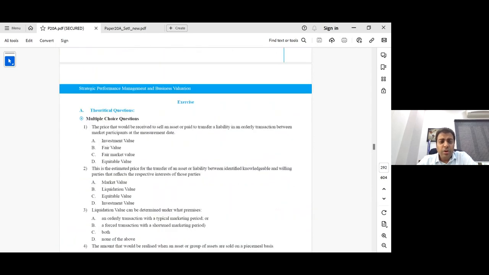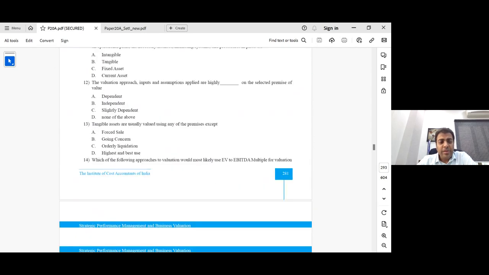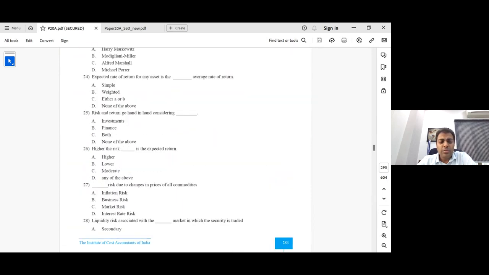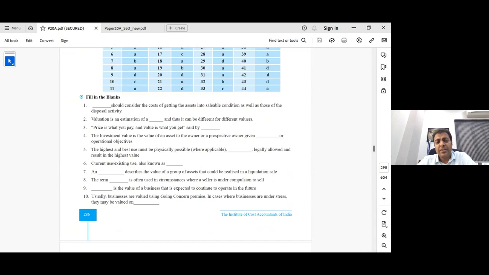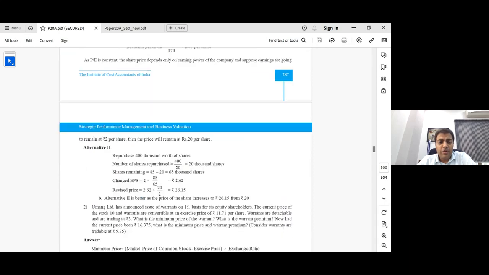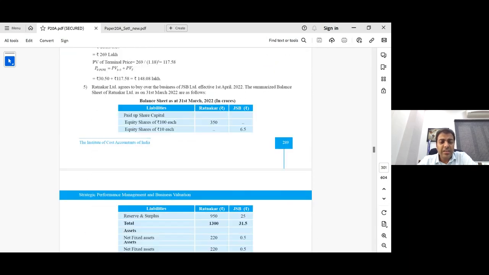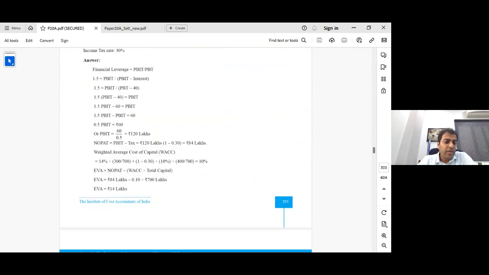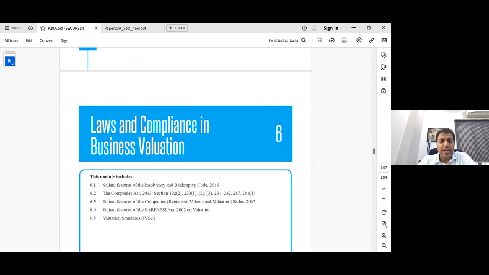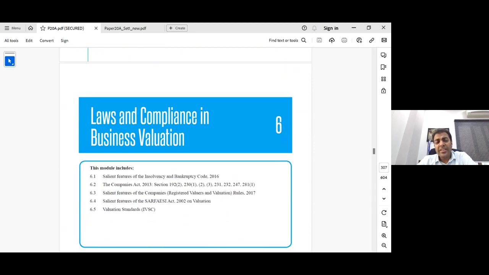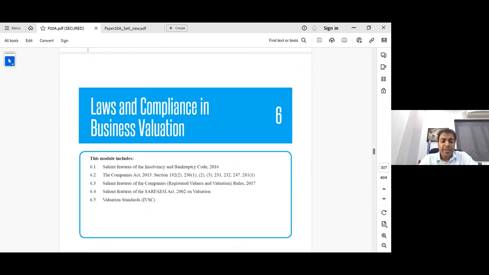So this is your module number 5 or chapter number 5, right? As you see, the content of the textbook is fairly well designed, right? Covers a lot of case studies, questions, etc., right? Which can be comprehensive. I don't see why you would need any additional outside help. Next is the next chapter, laws and compliance in business valuation.